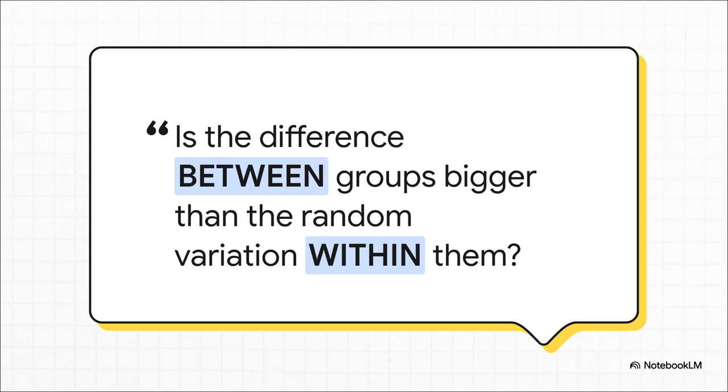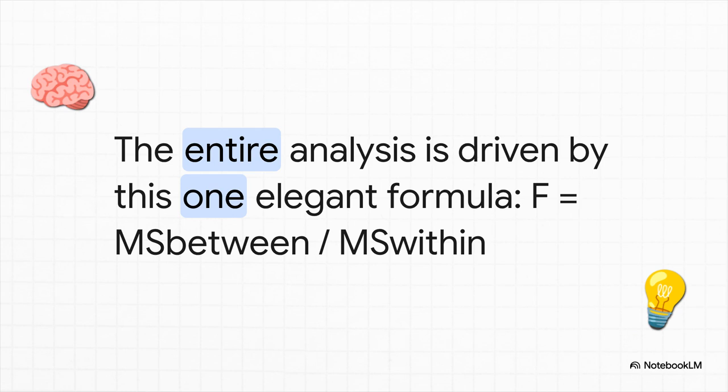ANOVA basically puts two things on a scale. On one side, you have the differences between the average scores of our teaching methods. And on the other side, you have the natural, random jungle of scores you'd expect to see within any single one of those groups. And this whole comparison is captured in one beautifully elegant formula. It's called the F ratio, and it is the engine that drives the entire analysis. And look how simple it is. It's just the variation between your groups divided by the variation within your groups.